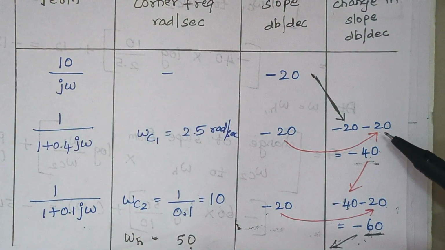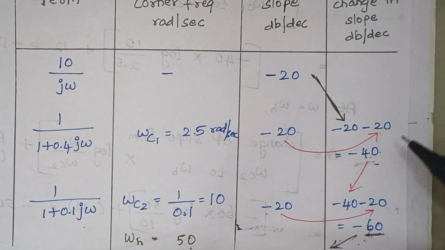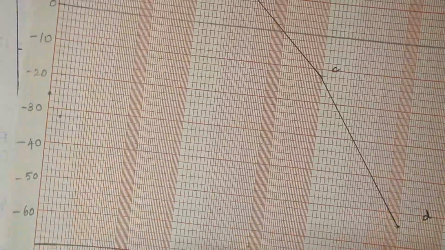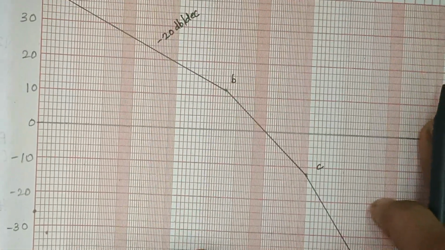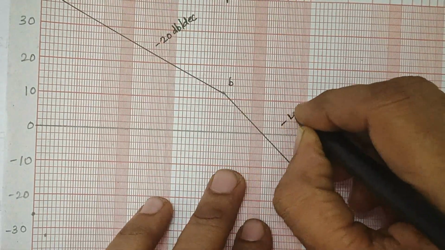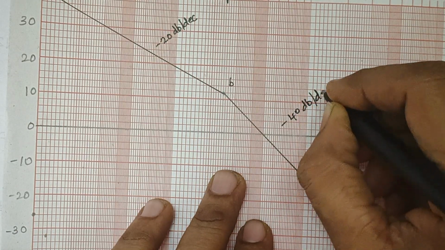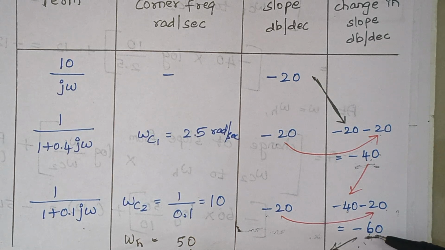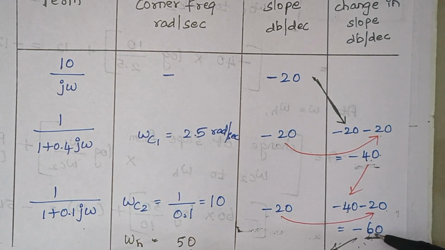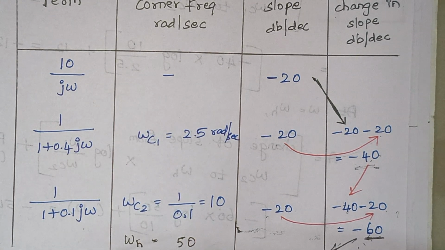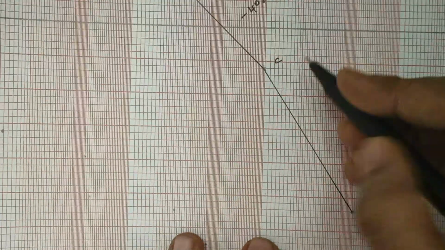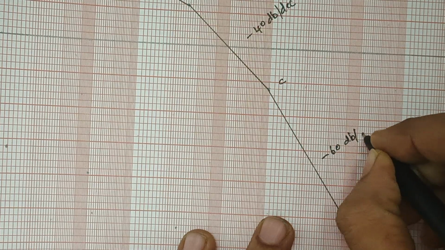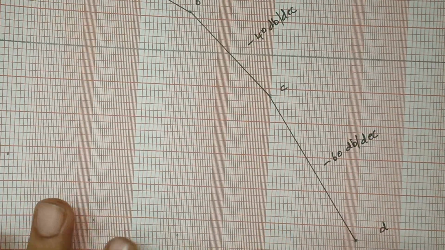Then what is the change of slope here? During the next step, the change of slope is minus 40. So between B and C, you have to write it as minus 40 decibels per decade. And finally, the change of slope between this point and the next corner frequency is minus 60 here. So here between C and D, you have to write minus 60 decibels per decade, right?